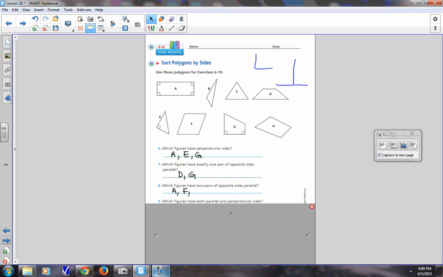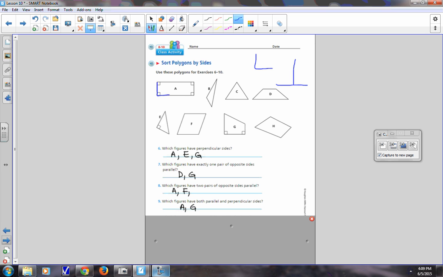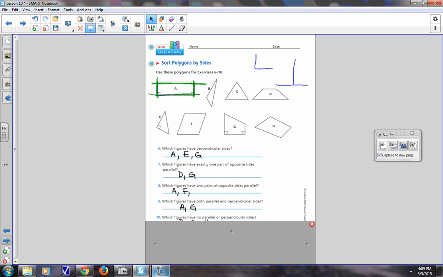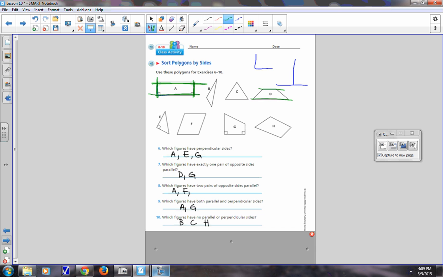Which figures have both parallel and perpendicular lines? I see A and G, because on A, not only is this perpendicular, but this and this are parallel. Which figures have no parallel and no perpendicular sides? B, C, and H. Because D has parallel lines, has one pair of parallel lines.